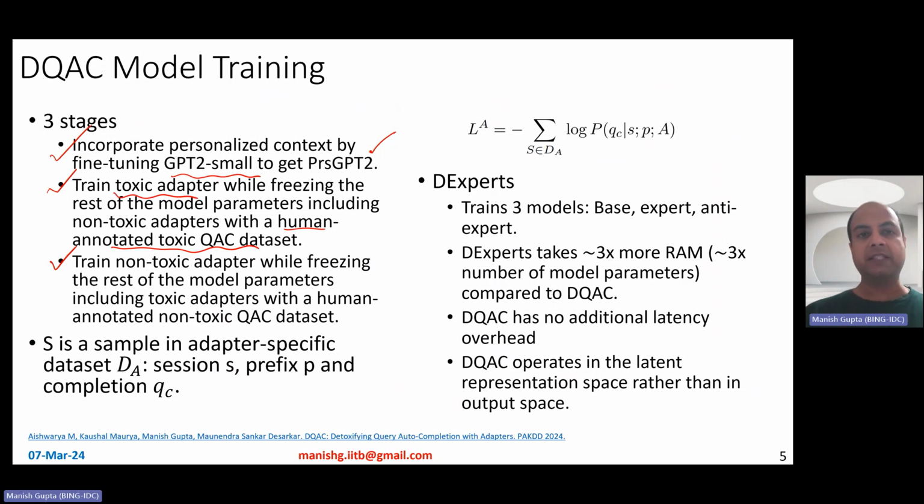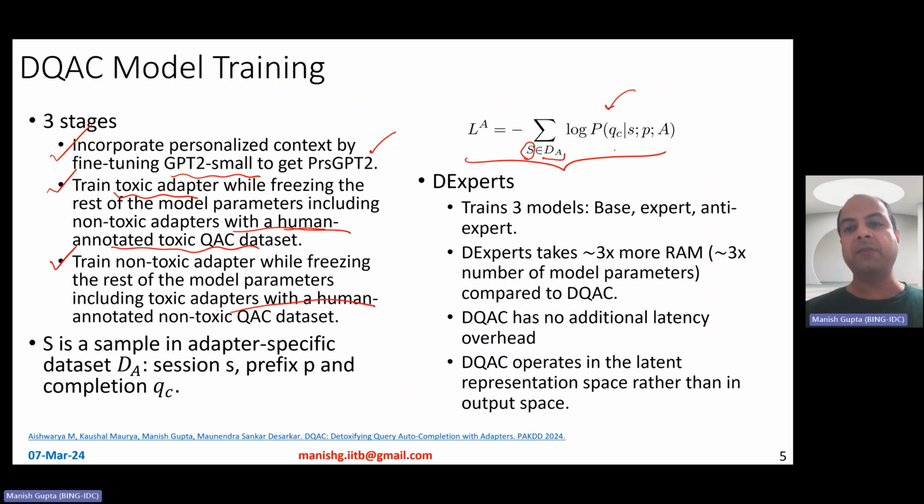Okay, so that's that. Overall, the training uses the auto-completion loss, so, of course, cross-entropy loss computed over auto-completions. Here S is a sample from this adapter dataset. It could be a negative adapter dataset or a positive adapter dataset.